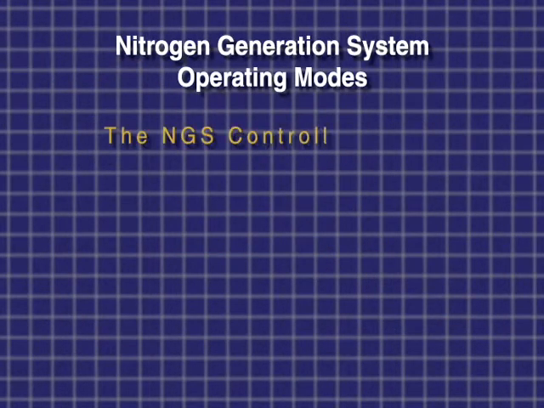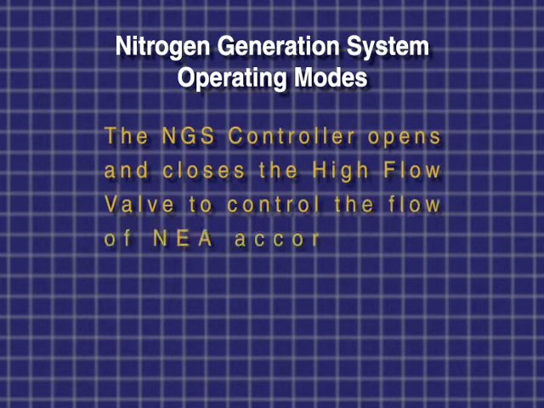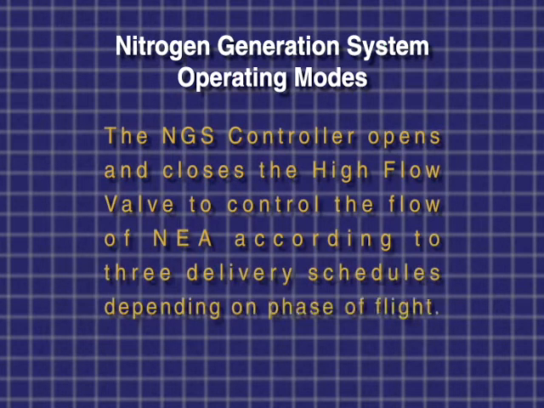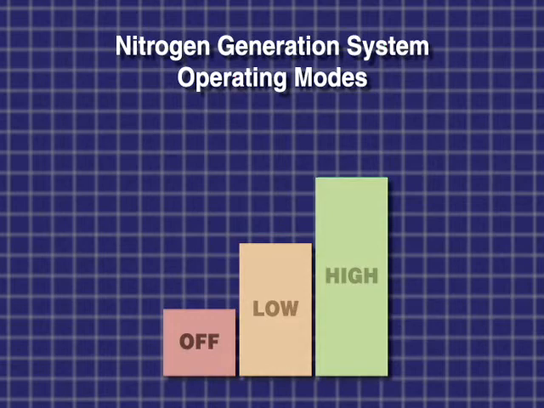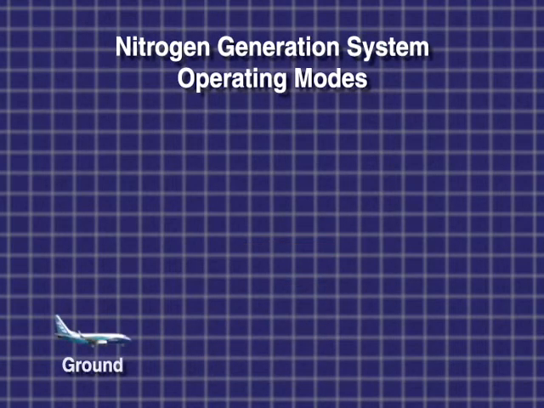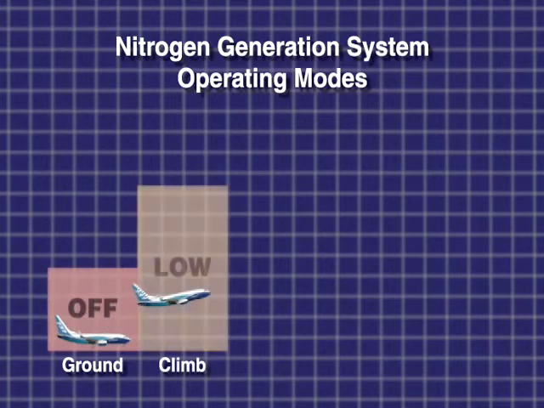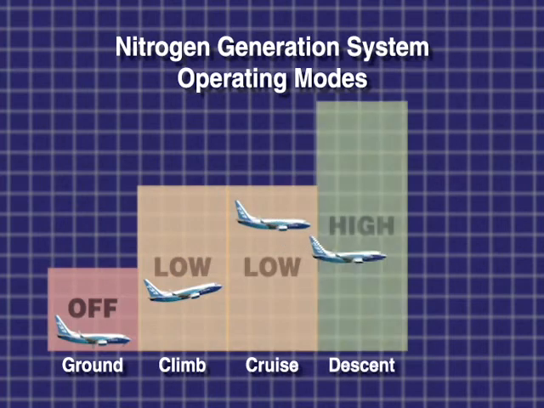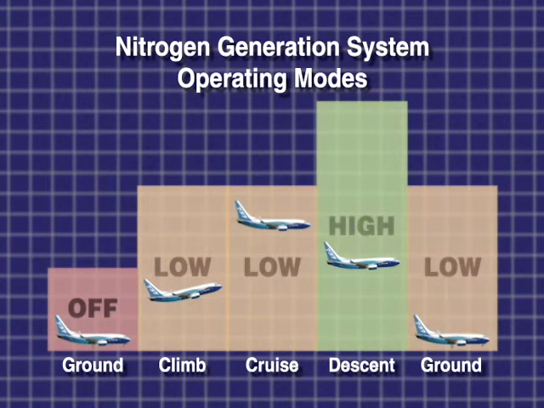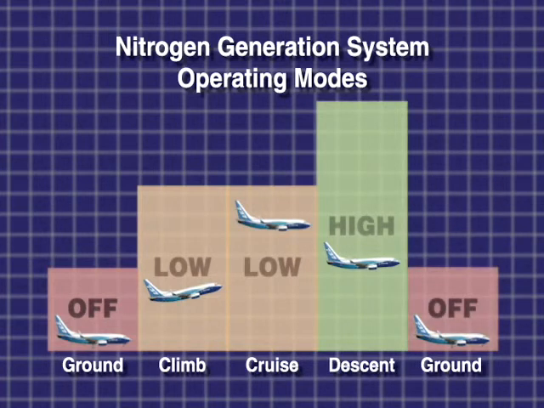The NGS controller opens and closes the high flow valve to control the flow of NEA according to 3 delivery schedules, depending on the phase of flight: off, low, or high. On the ground prior to flight, the NGS is off. During normal operations for climb and cruise, the delivery schedule is low. For descent, the schedule is high. And upon landing, the NGS system will continue to operate through taxi for a short period of time, provided bleed pressure is available, and then the system will shut down.